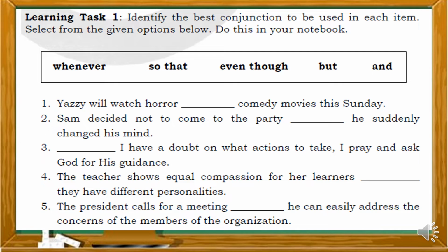Number 4: the teacher shows equal compassion for her learners blank they have different personalities. Number 5: the president calls for a meeting blank he can easily address the concerns of the members of the organization. Okay, I will give you time to answer this.